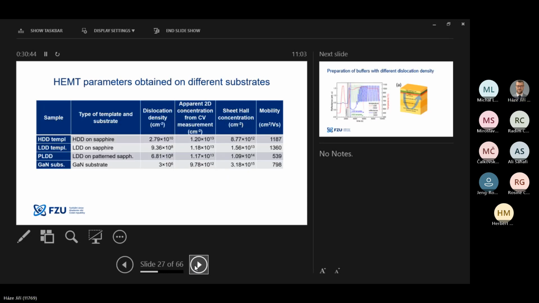When we grew the HEMT structures, surprisingly, the highest sheet hole concentration measured on our structures was for those samples which had lower dislocation density, but the mobility was worse, much worse than in the case of growing on high or middle dislocation density.